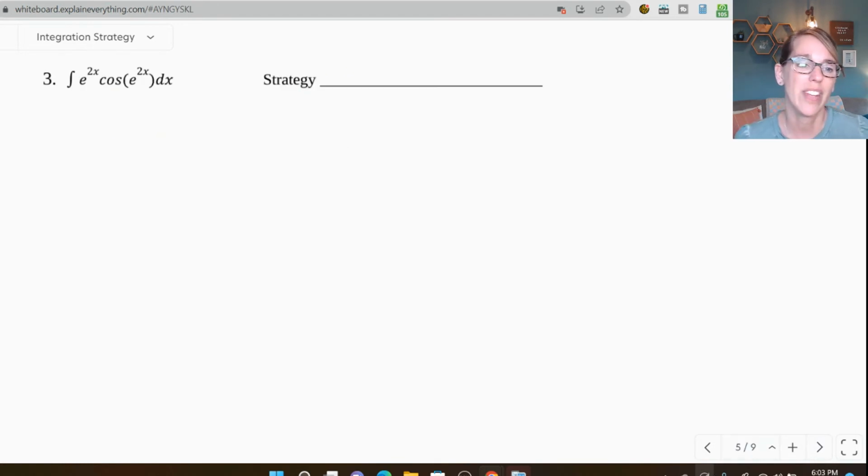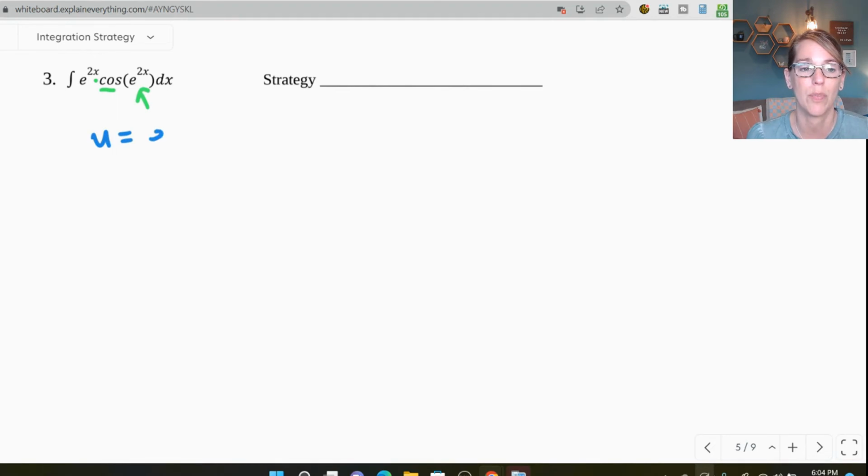Okay, next one. So the next one, it is a product. So as I'm thinking about this, one of the thoughts might be, gosh, it's a product, and a lot of products turn out to be integration by parts, but I want to try a u-substitution first. My layers are here. I have an outer layer of cosine and an inner layer of e to the 2x. I'm going to attempt the u-sub first, and it's going to work for me.